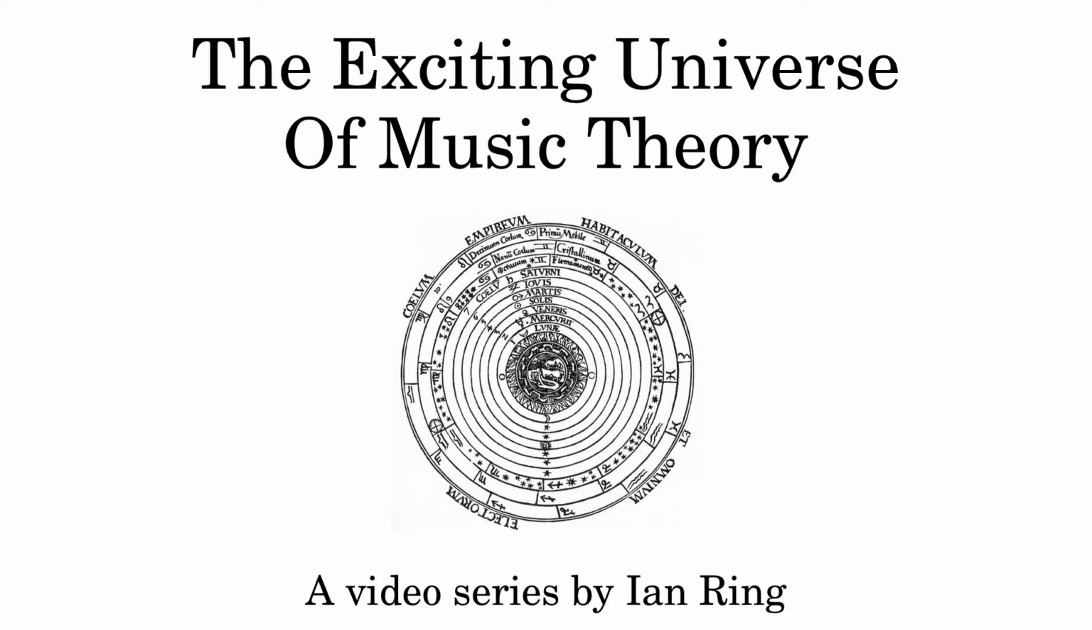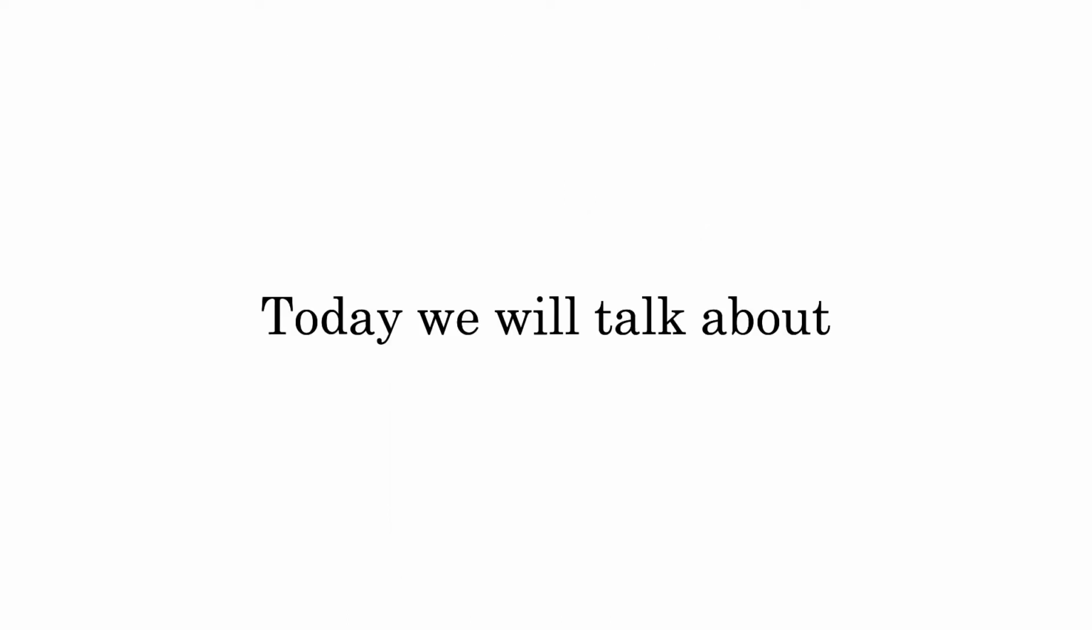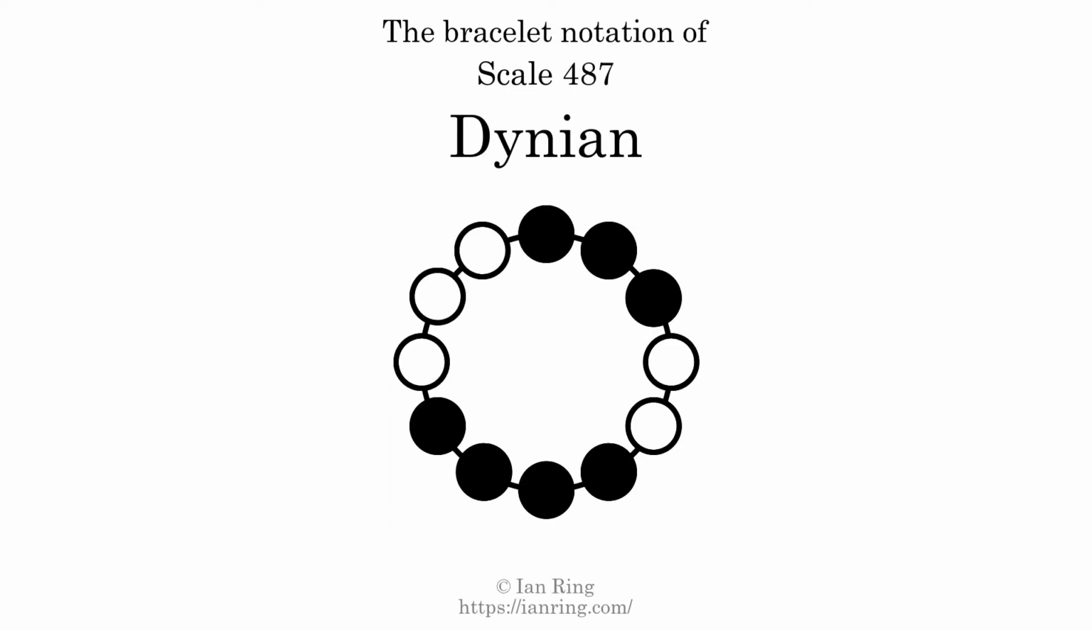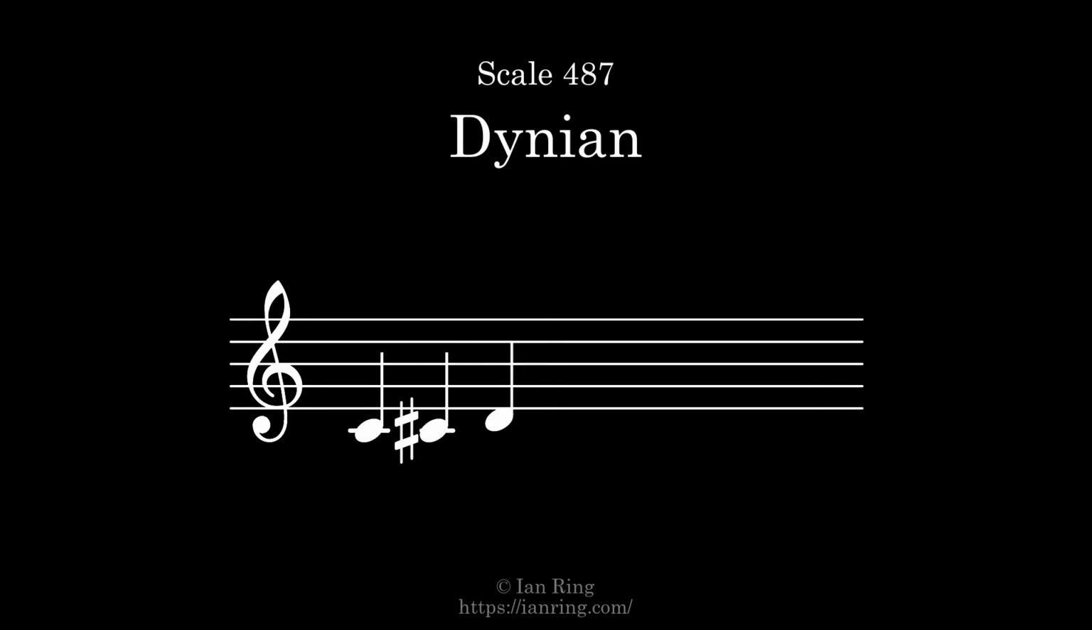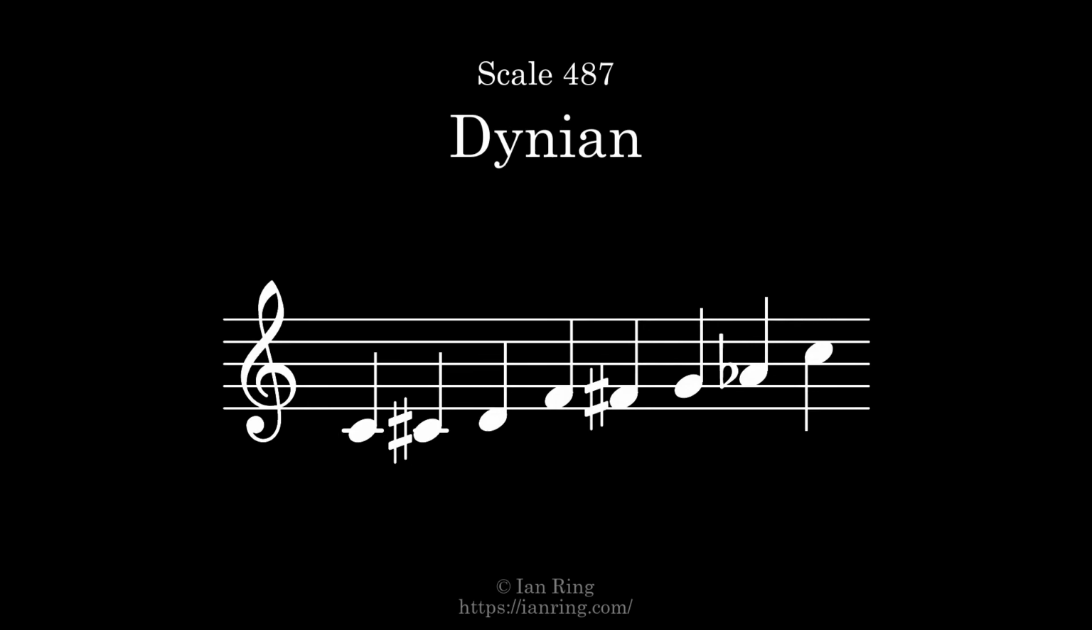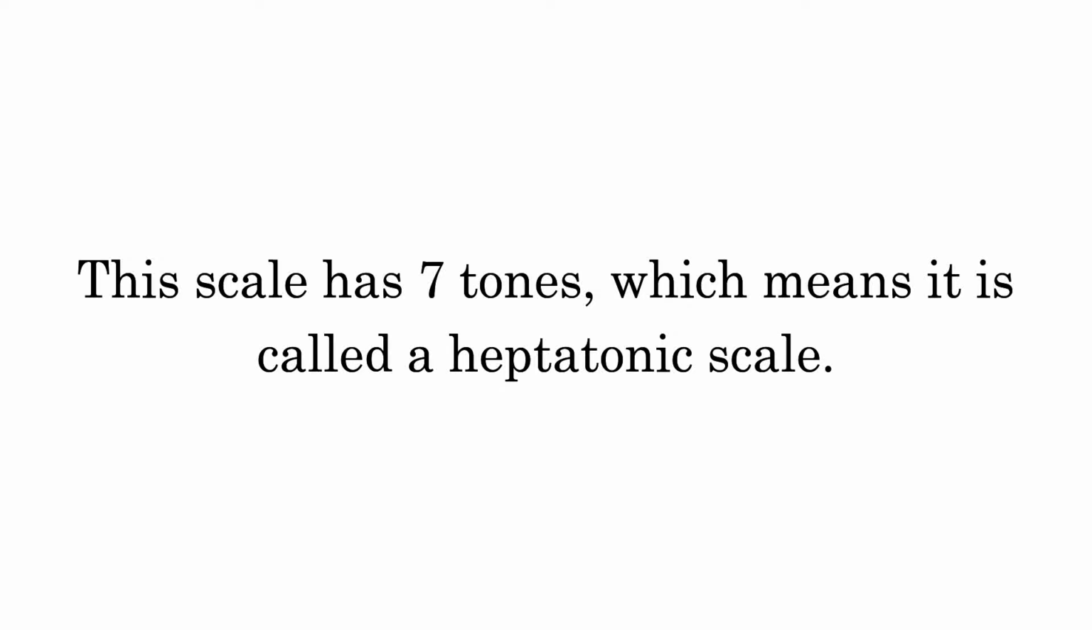Welcome to the exciting universe of music theory. Are you ready to learn? Then let's begin. Today we will talk about scale 487, Dynian, which sounds like this. This scale has 7 tones, which means it is called a heptatonic scale.